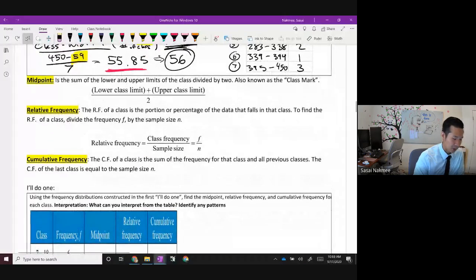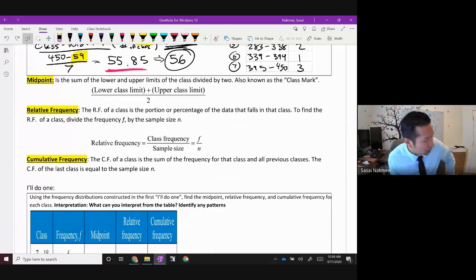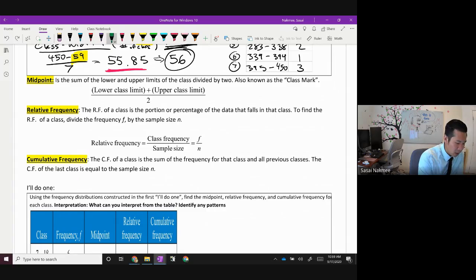So let's go with this first one. The first one is the midpoint, right? So once you have your lower and your upper limits of your class, you can divide it and find this thing called the midpoint, which is a fancy marker for your data. It's like the middle of your class. And in order for you to find it, you just simply use this equation right here. You take the lower class limit, you add it to the upper class limit, and then you divide by 2.